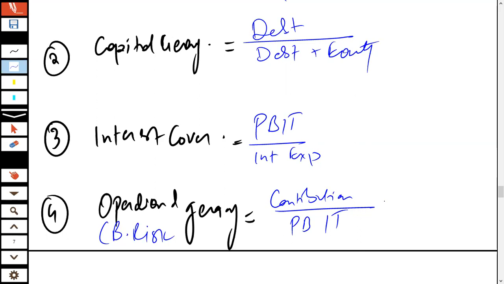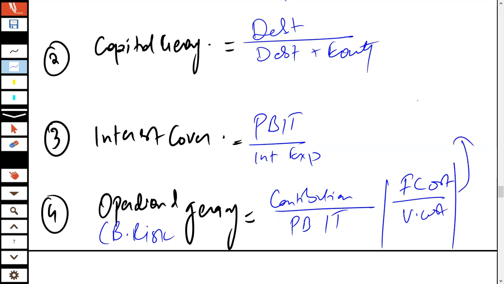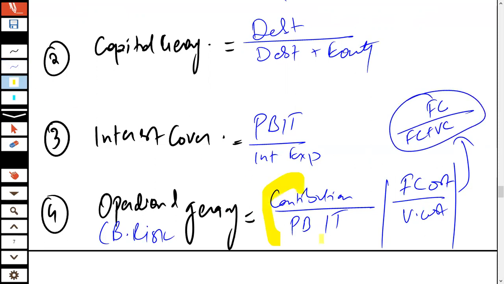A lot of people calculate the operational gearing as fixed cost divided by variable cost. And a lot of people calculate the operational gearing as fixed cost divided by fixed cost plus variable cost. So there could be multiple formulas that could be used to establish the operational gearing. I repeat, there could be multiple formulas that could be used to establish the operational gearing.